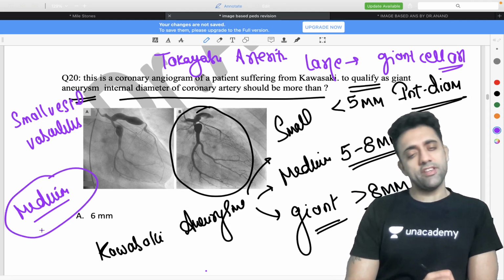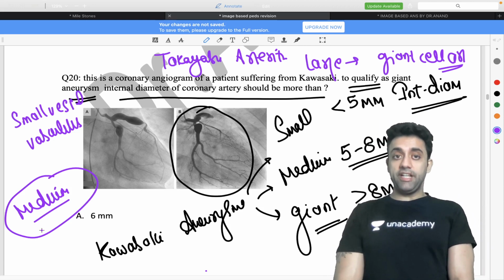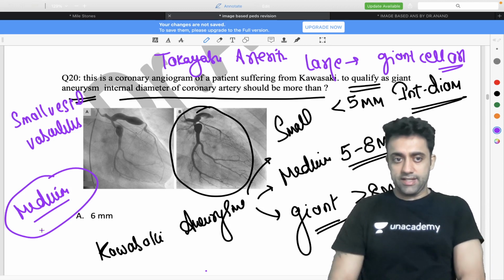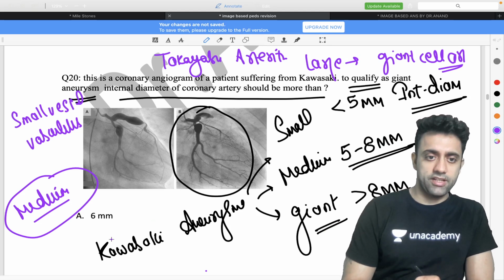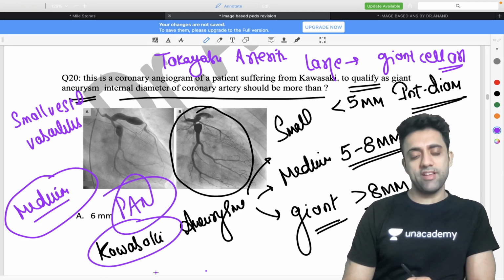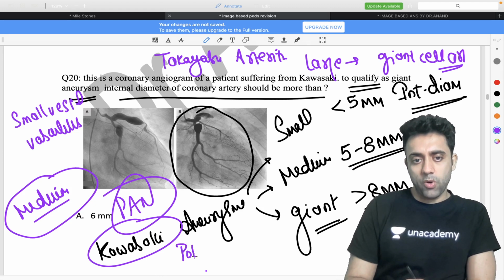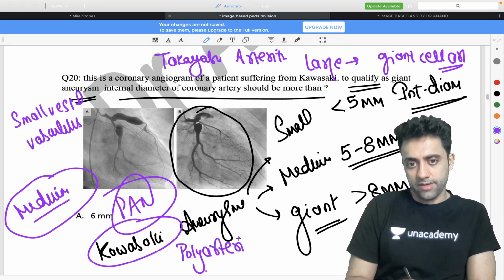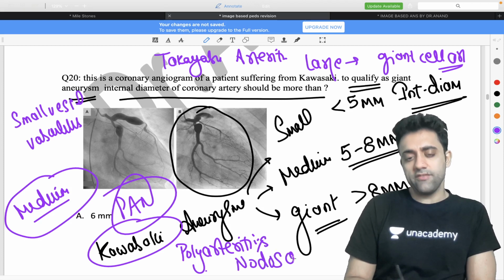The examples of medium vessel vasculitis, anyone? What are the examples of medium vessel vasculitis? Medium vessel vasculitis are basically two, Kawasaki and PAN. Kawasaki and PAN are medium vessel vasculitis. What is PAN, anyone? Polyarteritis nodosa is medium vessel vasculitis.